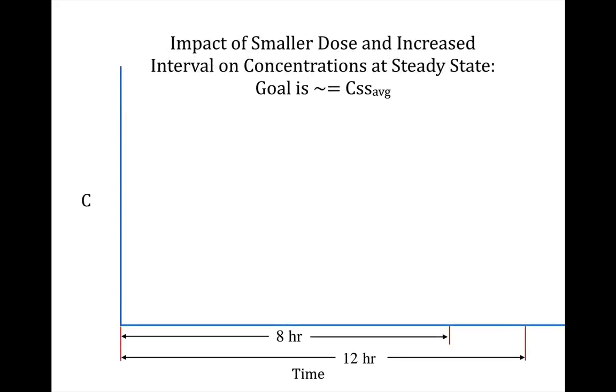Now, what's the impact of a smaller dose and increased interval on concentrations at steady state? And you should note that the goal is to have an average steady state concentration that's about the same for the reduced renal function as it would be in normal renal function.